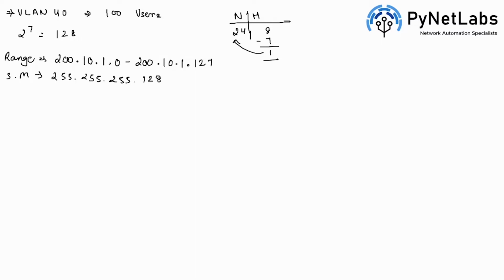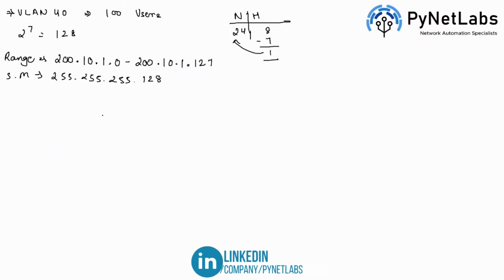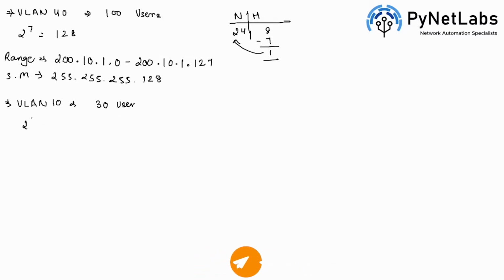Now we will move ahead with the next part, which is the calculation for the next greatest number of users, which is 30 users, for VLAN number 10. So let's calculate it for VLAN number 10 now. VLAN 10 has a requirement of 30 users, which is going to be fulfilled with the help of 2 raised to the power 5, which gives you 32.